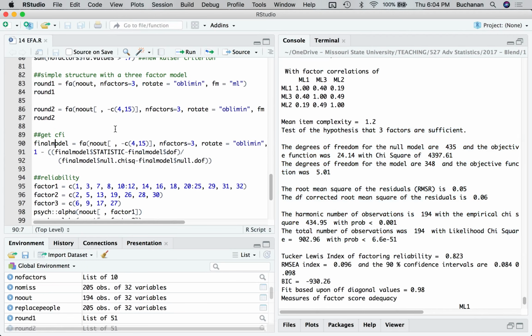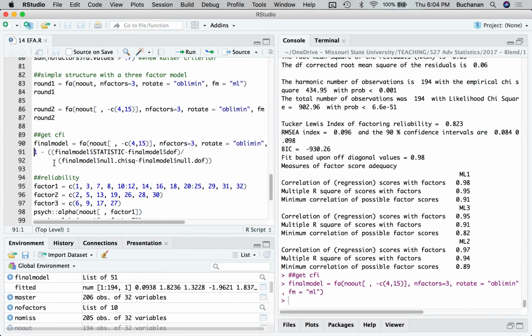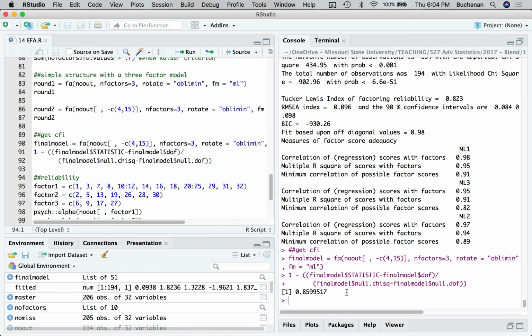So let's go over here. I saved this whole thing as final model just so that I could keep using my math formula here of chi-square for my model minus degrees of freedom for my model divided by chi-square for a null model minus degrees of freedom for a null model. I got 0.86 essentially. TLI was 0.82, so I'm doing pretty good.